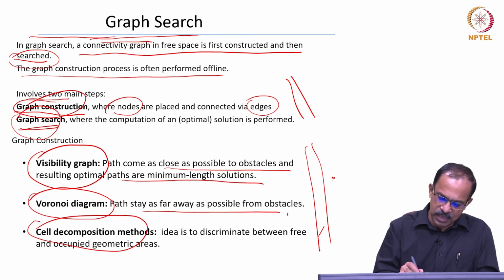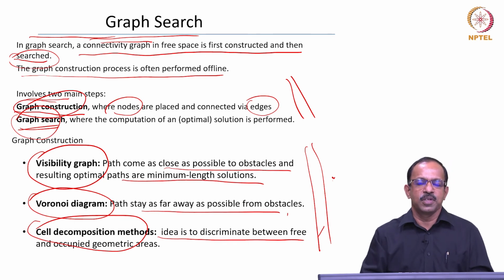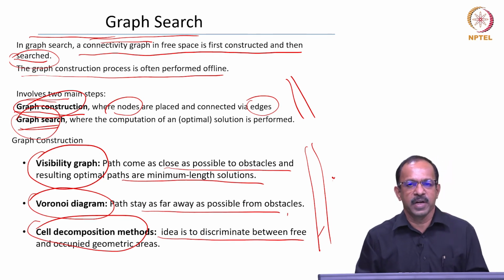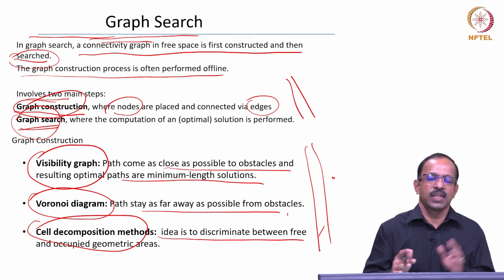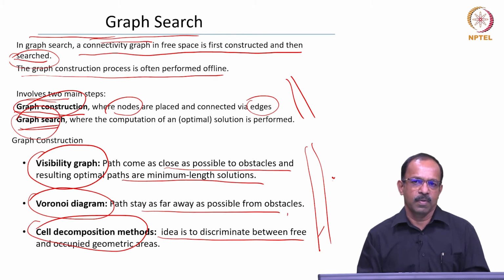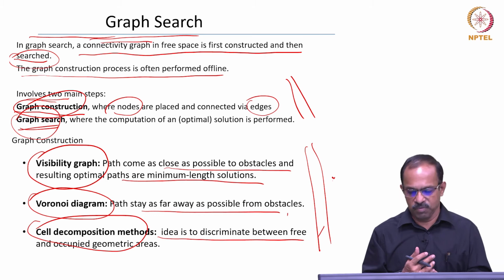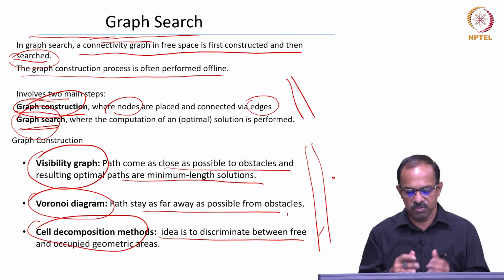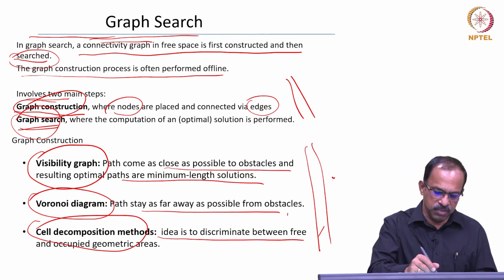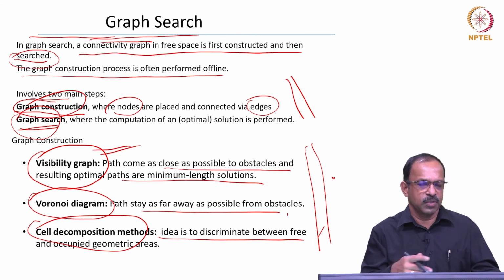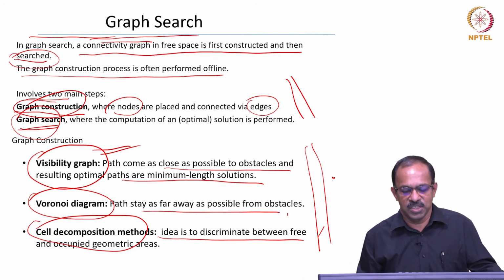And then there is another method called cell decomposition, where it will try to distinguish between free and occupied cells, and then identify all the free cells through which the robot can pass, and then create a graph and find the best feasible path. So, let us look at the visibility graph first, and once you understand the visibility graph, the other methods will be much easier to understand.